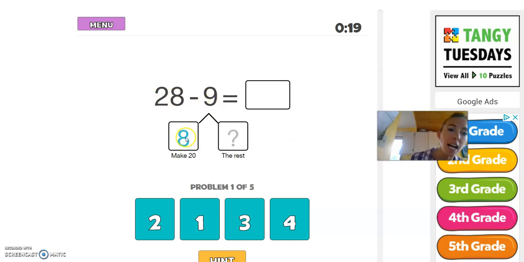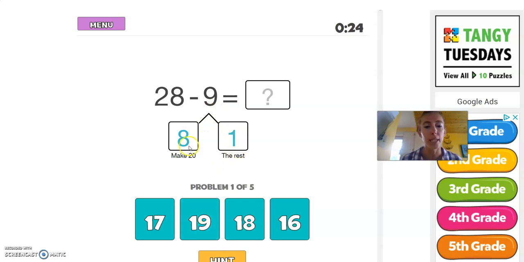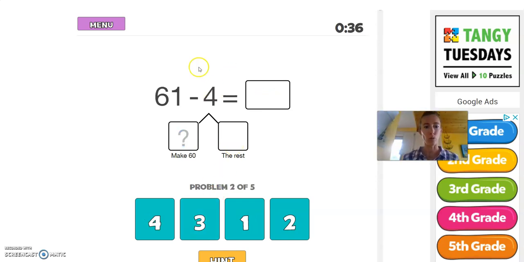So if I take 8 off of 9, how much will I have left? I'll have 1 left over because 8 and 1 is 9. So now it's easier in my head because 28 minus 8 is 20. And I go back 1 more, and the number right before 20 is 19. Okay? Let's try 1 more.